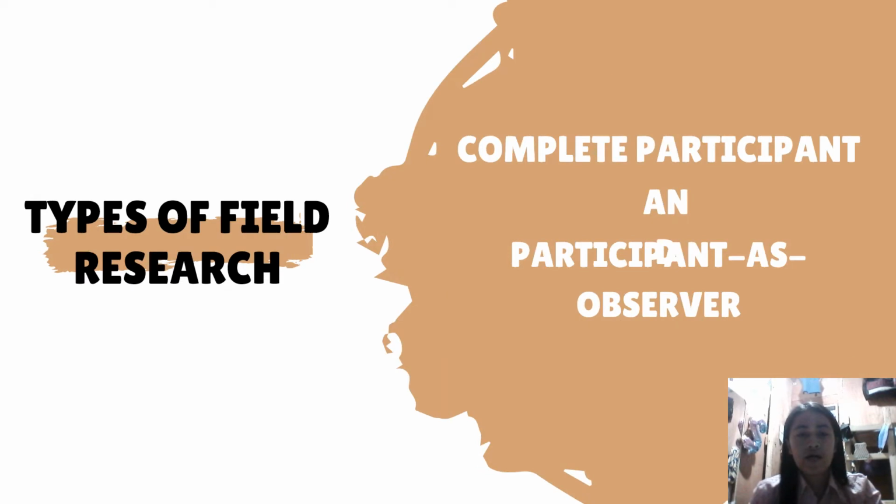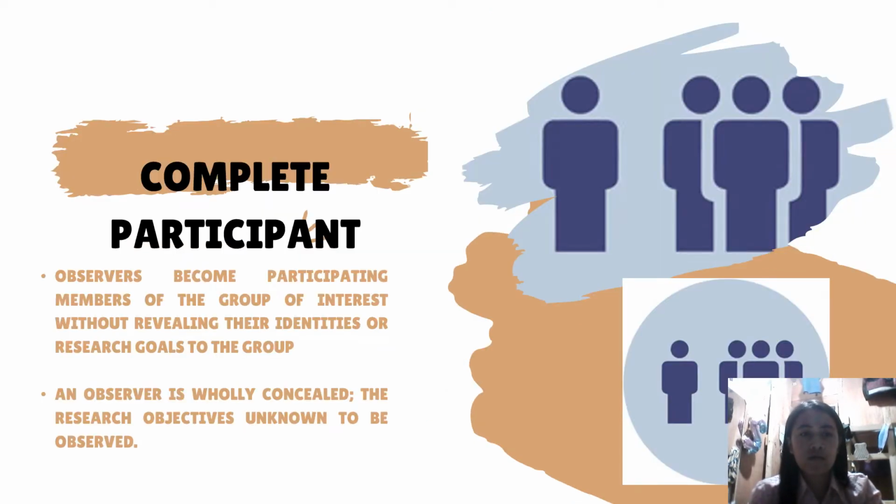So there are types of field research, which are the complete participant and also the participant as observer. When we say complete participant, the observer becomes a participating member of the group of interest without revealing their identity or research goals to the group. The observer wholly conceals the research objectives from those being observed, because the researcher attempts to become a member of the group under observation.